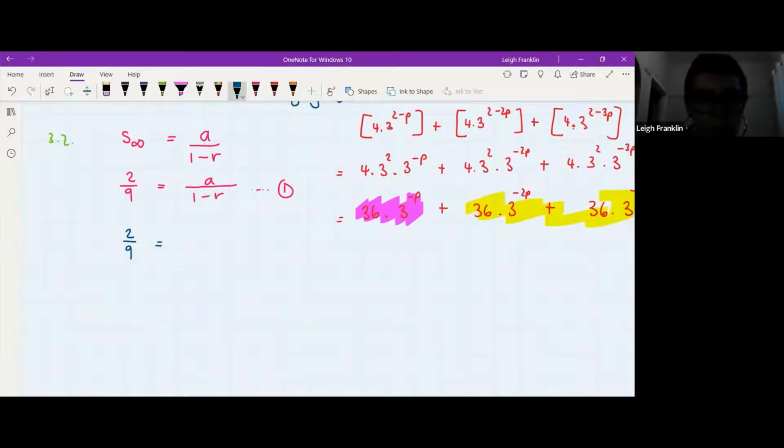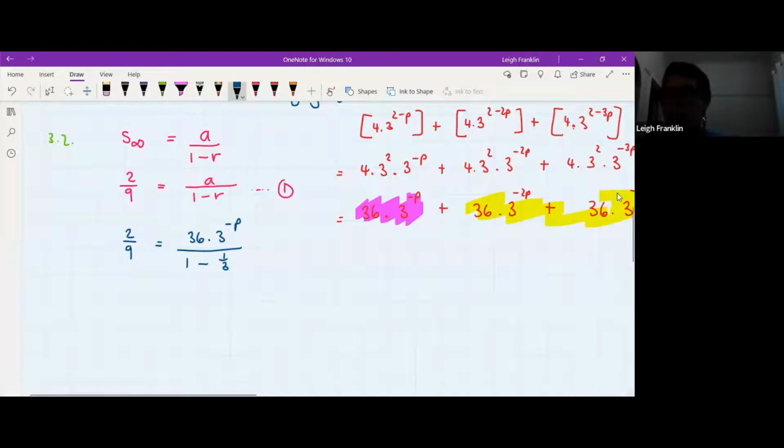A is the first term. So that's 36 times 3 to the minus p, all over 1 minus, and then remember from the first question, r was equal to a third. Okay, that makes sense. That's what I would do here. So working out what the rest of these were is fine, but doesn't really help us. What we want is that value of A, because we want to be able to sub in here and solve for p. That was how we were going to get p into our equation.